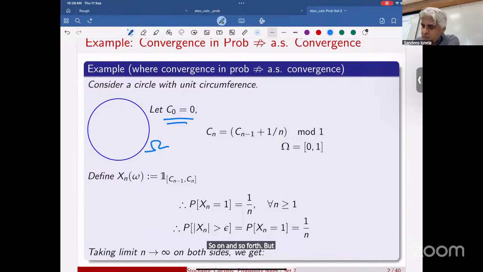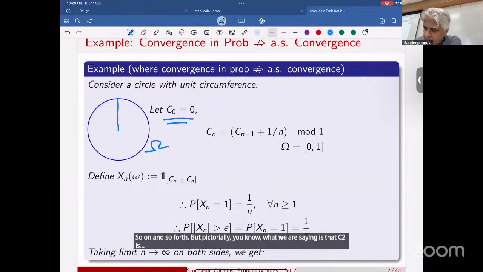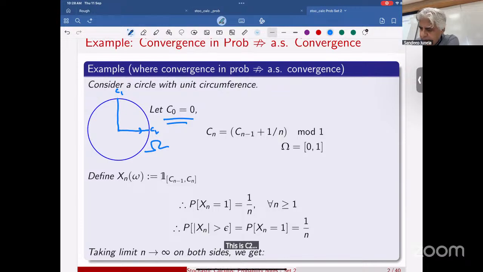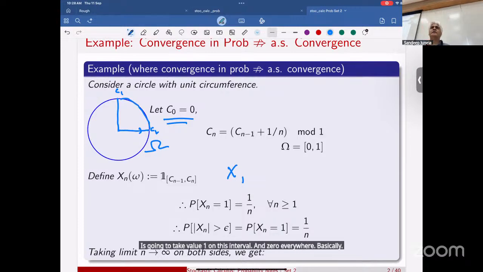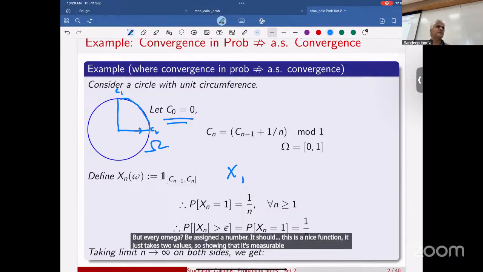But pictorially, what we are saying is that C_2 is just this line right here. This is C_2, this is C_1, and random variable X_1 is going to take value 1 on this interval and 0 everywhere else. Basically, now we're defining random variable X_1 on each and every point, right? A random variable is a function on every omega. We assign a number. This is a nice function. It just takes two values. So showing that it's measurable is not a problem, right?